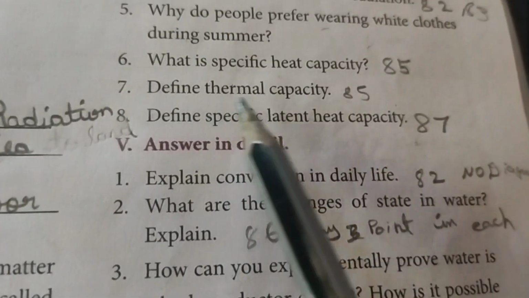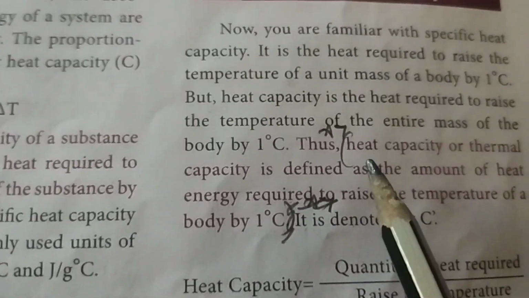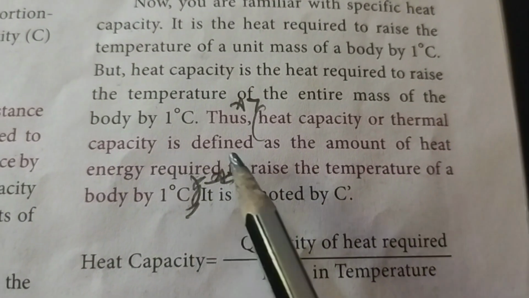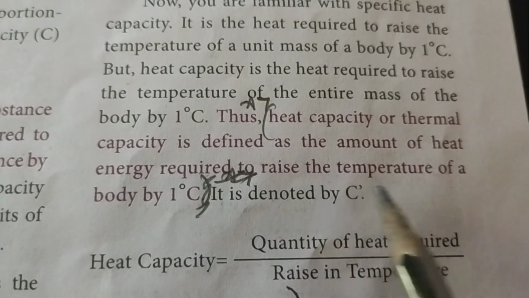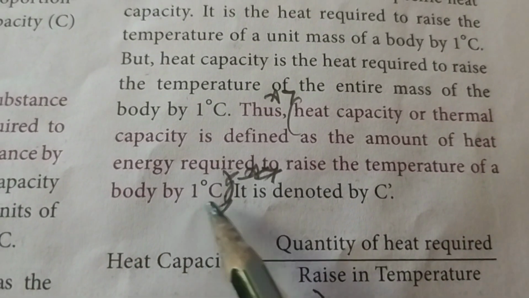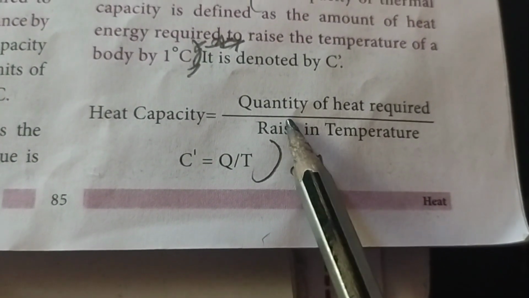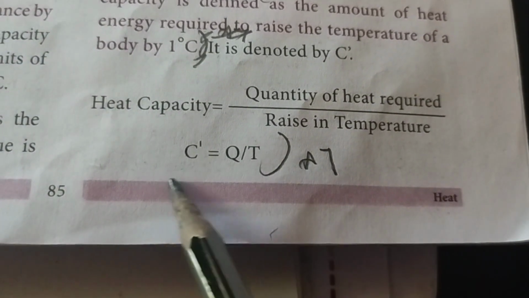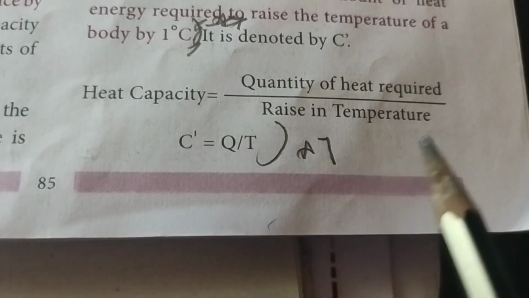7th one, define thermal capacity. Page number 85. Heat capacity or thermal capacity is defined as the amount of heat energy required to raise the temperature of a body by 1 degree Celsius. Heat capacity equals quantity of heat required for raising temperature. C is equal to Q by T. That is the 4th Roman letter 7th question answer.